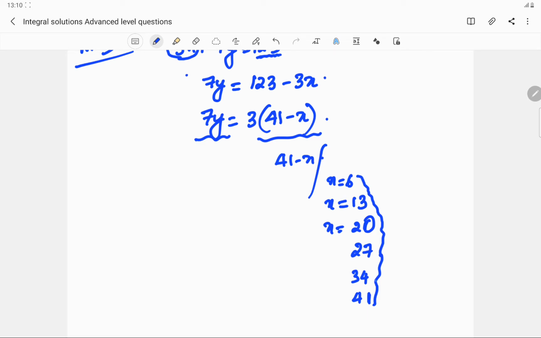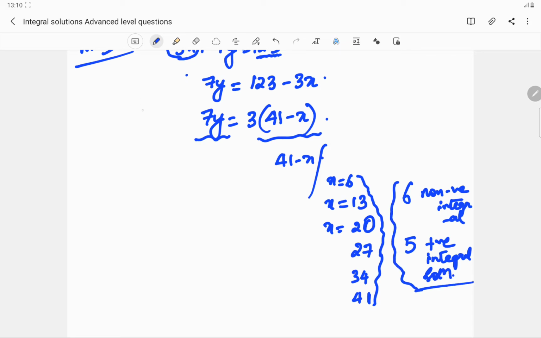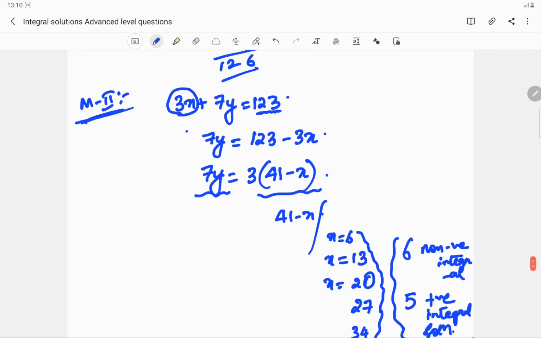So in total we are having 6 non-negative integral solutions, and we need to subtract 1 from it to get 5 positive integral solutions. So this is the optimal method to solve this equation. Now let us look at another method.